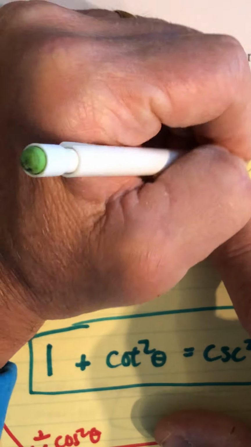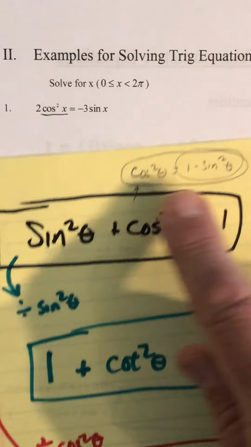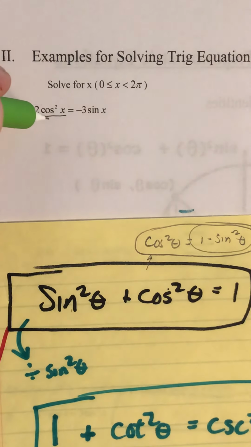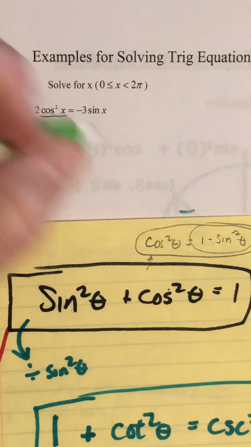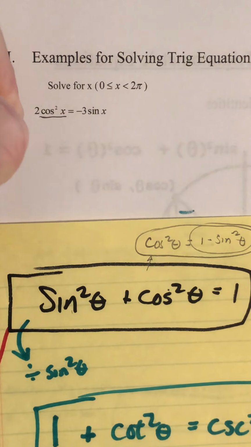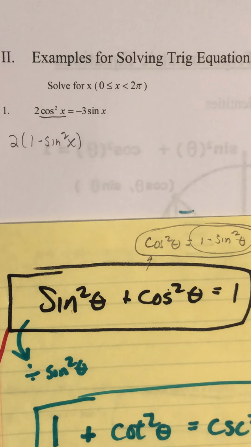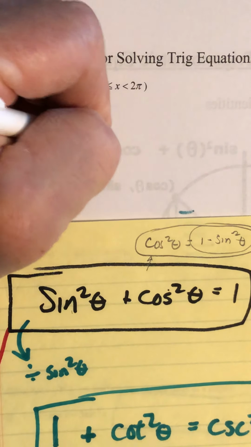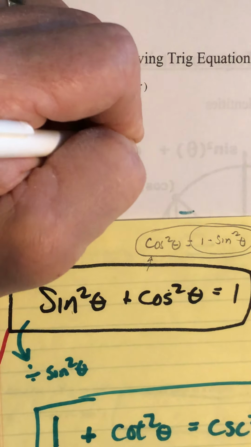So I'm going to make this substitution. I'm going to replace the cosine squared x in this equation with 1 minus the sine squared x. Now there's a 2 out in front of that, so that has to stay there. So we're going to call this 2 times the quantity, 1 minus the sine squared x, equals -3 times the sine of x. Okay? So that's how we use the Pythagorean identity to get it all in terms of one trig function.